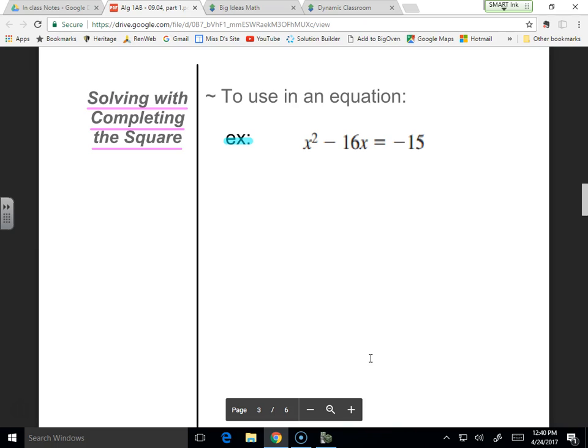So let's go. You need to write down, word for word, solving with completing the square.